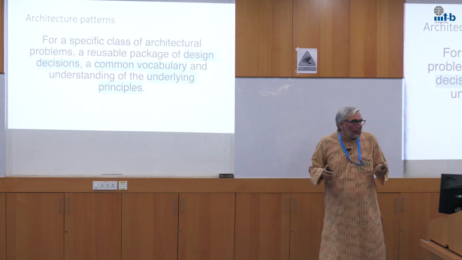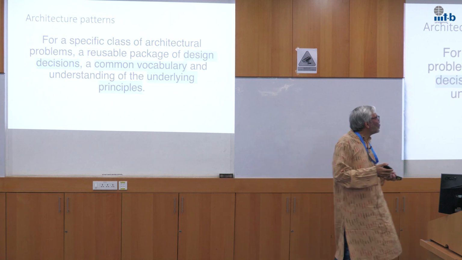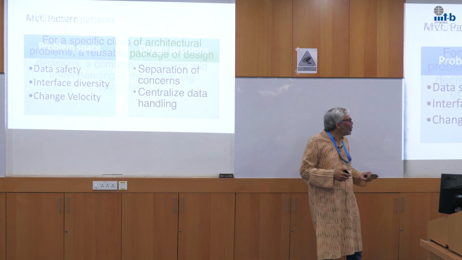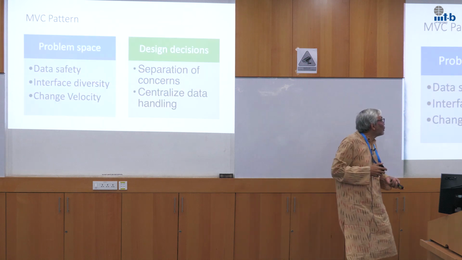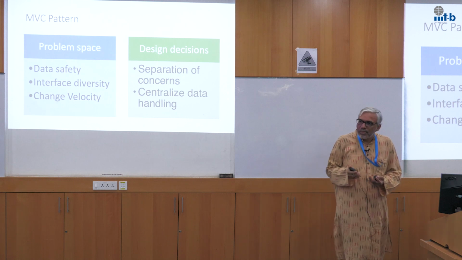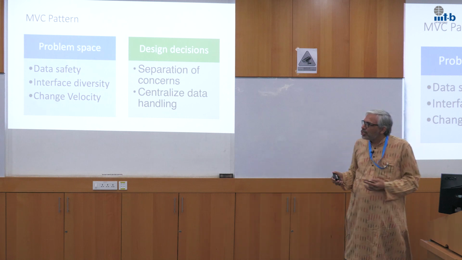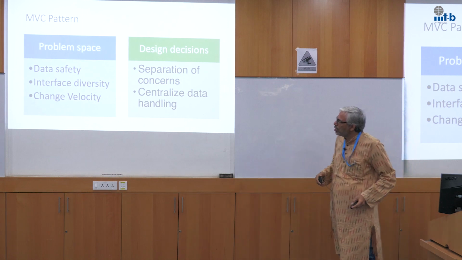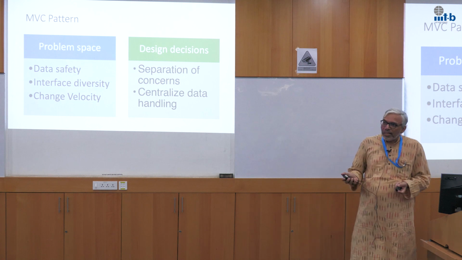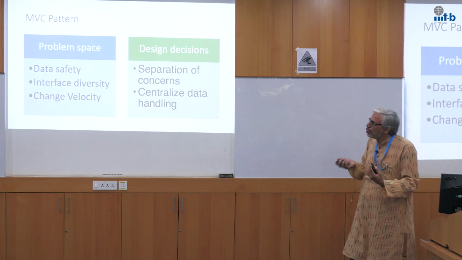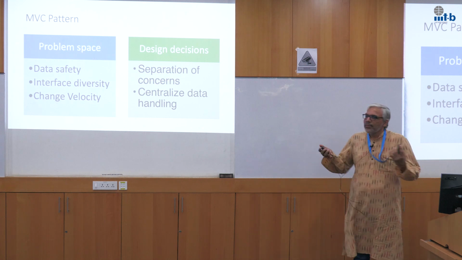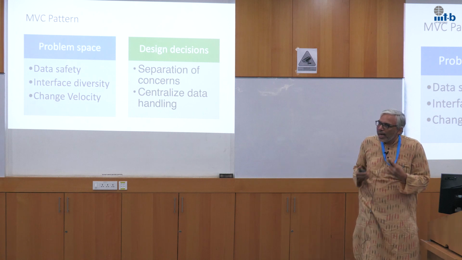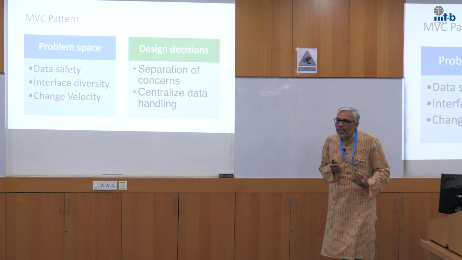So architecture patterns, again, I'll skip over it, but essentially the idea is that you have an architectural problem, you have a pattern that you can apply again and again, and people can use it. For example, the MVC pattern is there because the problem space is about data safety. You want to make sure all kinds of interfaces are possible, mobile interfaces, web interfaces, phone interfaces, watch interfaces. You want to change all of your user interfaces very quickly. How do you do that? MVC offers you that solution by separating the concerns: presentation is separate, controls are separate, data is centralized through a model, and those good things that come through design decisions.